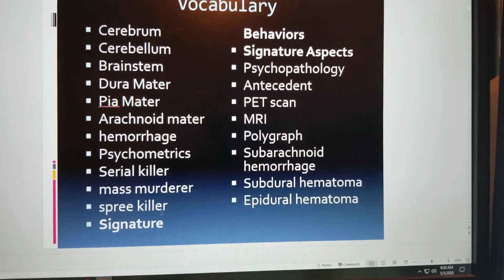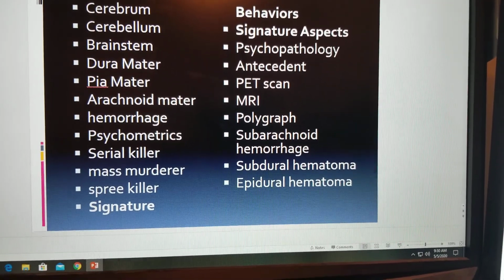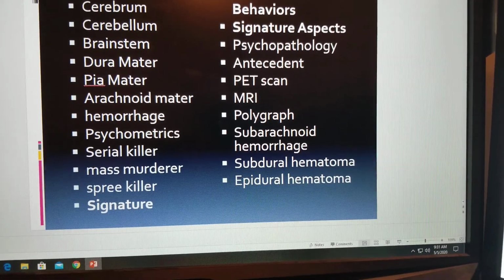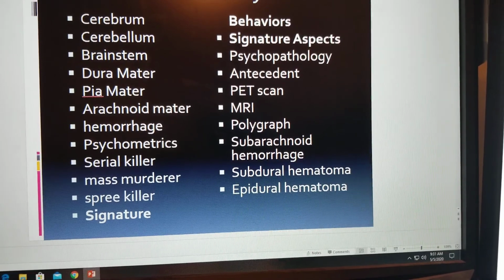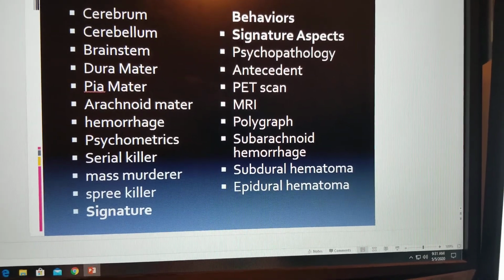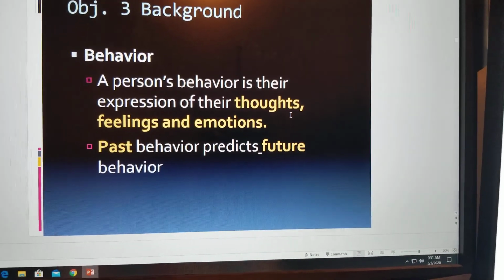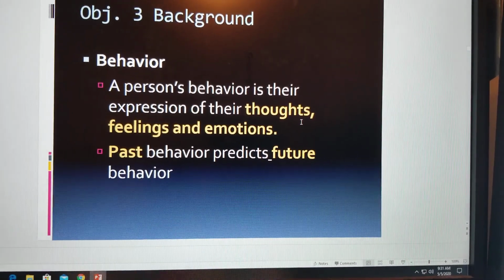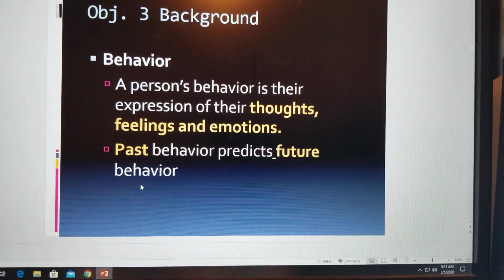Okay. Now let's look at signature behaviors. First off, you got to understand what a behavior is. And let me go to that part here real quick. Understand that a behavior, it's actually just an expression of your thoughts, feelings, and emotions. And you got to remember, past behaviors can help predict future behaviors.